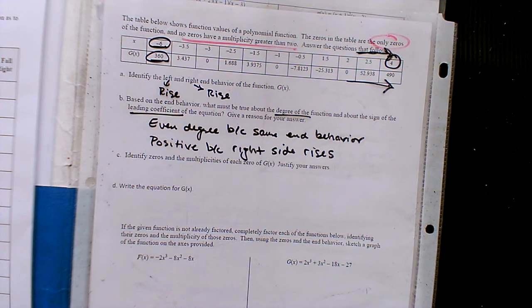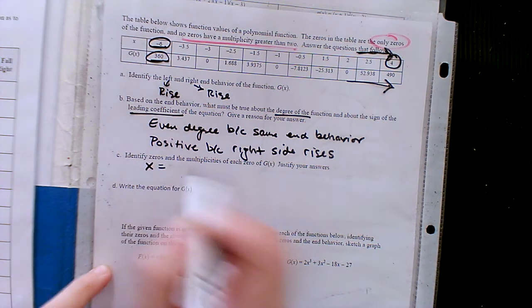All right, looking at the table a little bit further, can we identify the zeros, the x-intercepts? They said that the ones in the table are the only ones, so there aren't any hidden x-intercepts that we got to worry about. Can we list where they are?